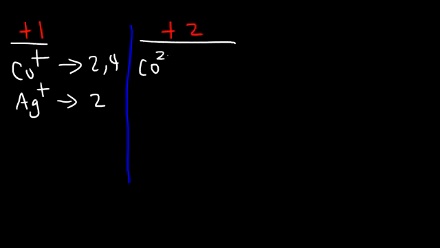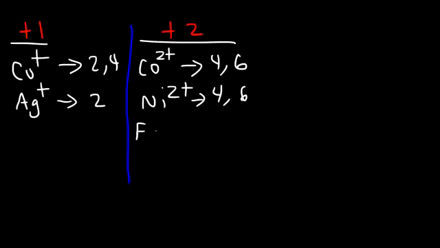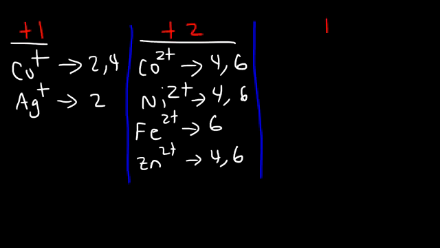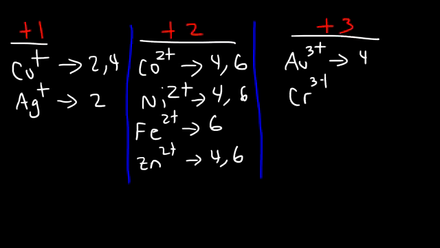So cobalt, for example, the Co2+ ion can have a coordination number of 4 or 6. Nickel 2+ is the same. Fe2+ can be up to 6, and zinc 2+ can be 4 or 6. Now let's look at the +3 ions. One example is gold 3+, which has a coordination number of 4. Chromium 3+ has a coordination number of 6, and cobalt 3+ has a coordination number of 6.